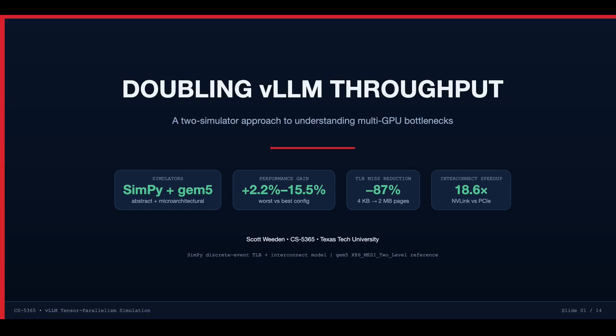Performance gains between 2.2 and 15.5% across tested configurations, an 87% reduction in translation Lookaside Buffer misses by switching from 4 kilobyte to 2 megabyte pages, and an 18.6-fold speedup in interconnect latency.